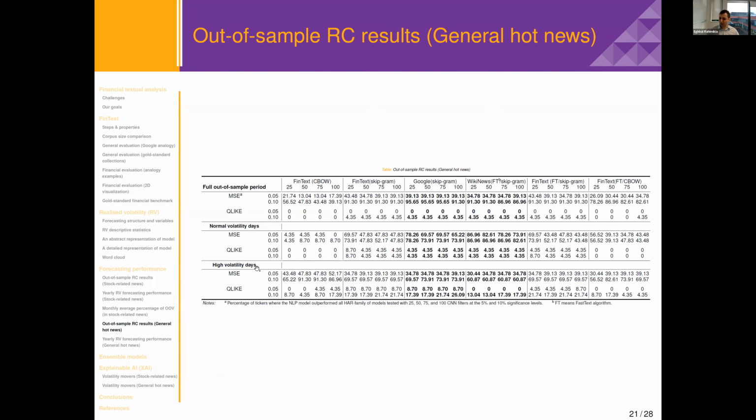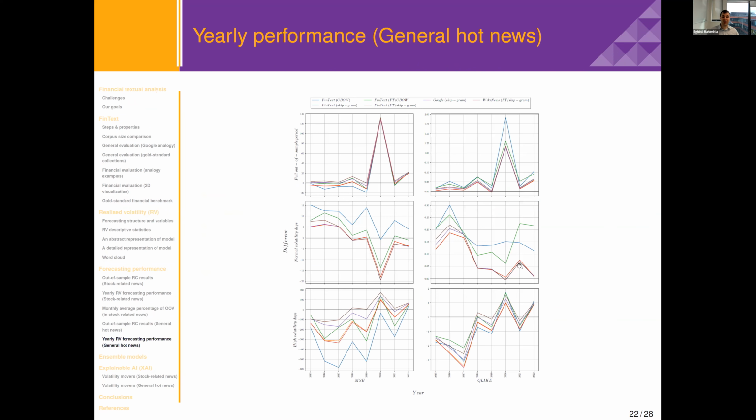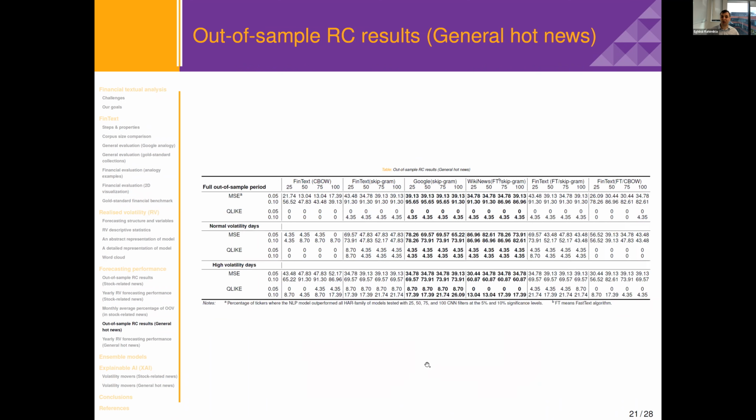And when we move to general hot news, you see the improvement is first moving to mostly normal volatility days, and most specifically mean square error. And also it's moving from the fintech model to general word embeddings like Google and Wikinews. So we can see the same thing during time for general hot news.